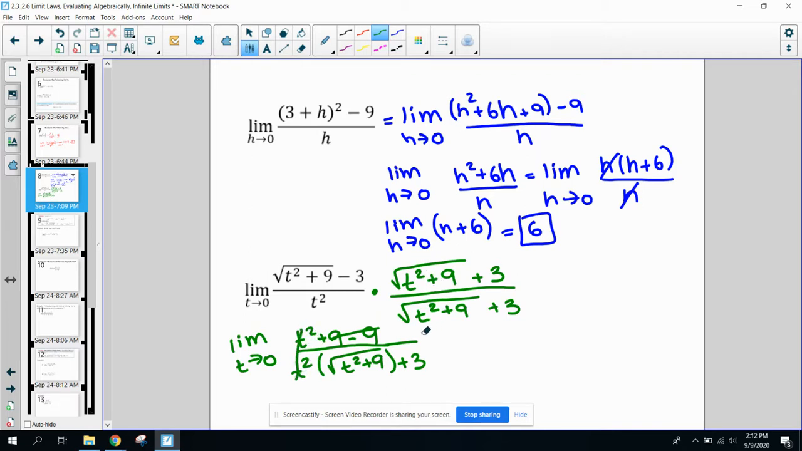Remember, when you're dividing t squared and t squared, it doesn't just cancel out. It doesn't just go away. It's 1. So we want to make sure that we have that written down. So the numerator here is going to be 1. And then the denominator, we have the square root of t squared plus 9, plus 3. So now we can use direct substitution. I plug in 0. I'm going to get 1 over the square root of 0 squared, so 0 plus 9. Square root of 9 is 3. 3 plus 3 is 6. So the limit of this would be 1/6.